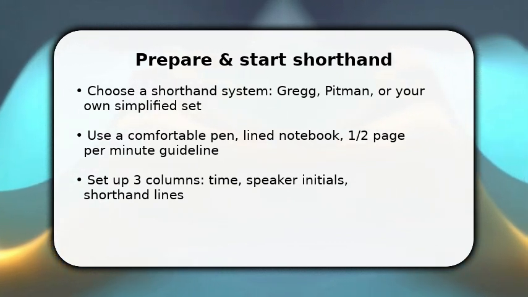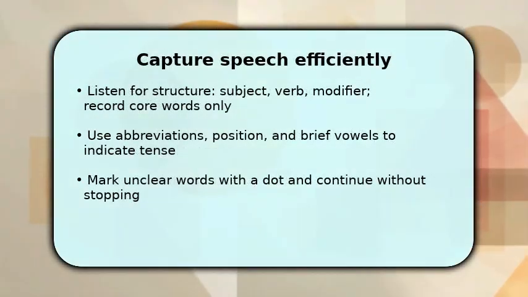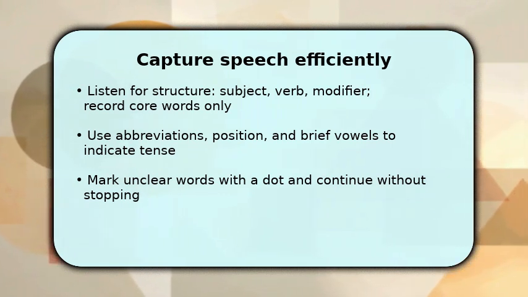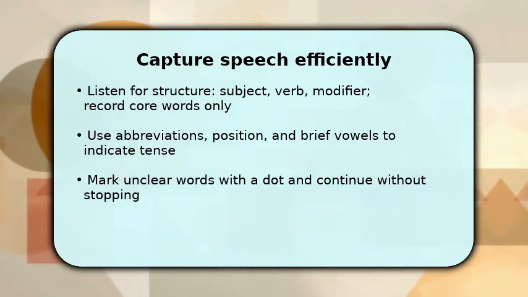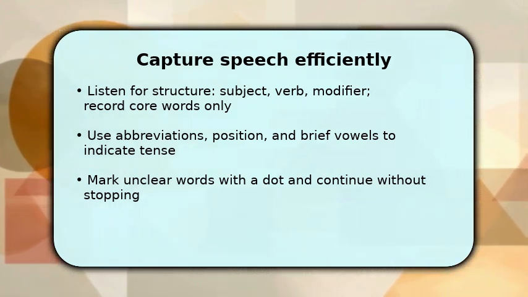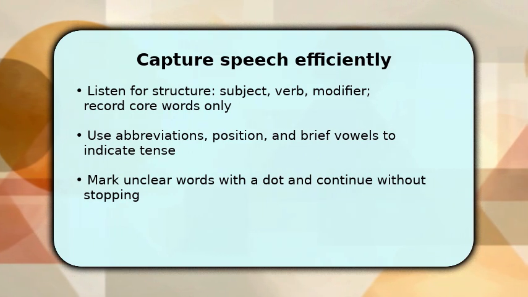You should listen for the speech's skeleton, subject, verb, and modifier, and write those as primary shorthand strokes so meaning stays intact. Reduce phrases into abbreviations and positional cues. Place modifiers above or below the base stroke to show role.